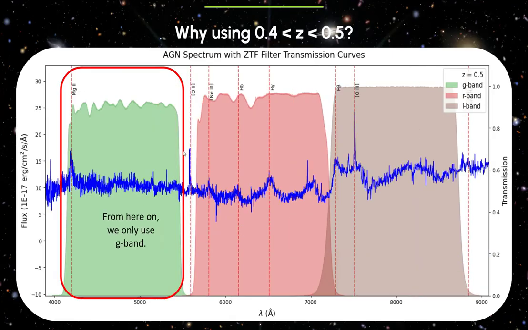And this is another example of another spectrum, this time for an object at redshift 0.5. And as you can see here in the G band, we can clearly see this magnesium 2 emission line, which is about the 4% contribution I talked about. So as I explained and showed to you here, for these reasons, from here on, we only use the G band. Okay.